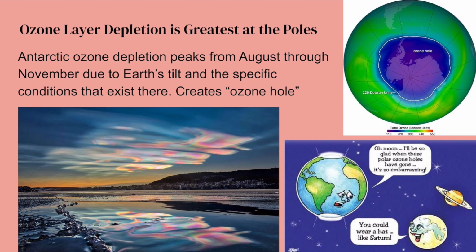This creates an ozone hole, and something that is a misconception is an ozone hole doesn't mean that there's no ozone above the poles. What it means is the concentration of ozone is much lower than other areas of the stratosphere. So these are just areas that have a very low amount of ozone compared to other areas.